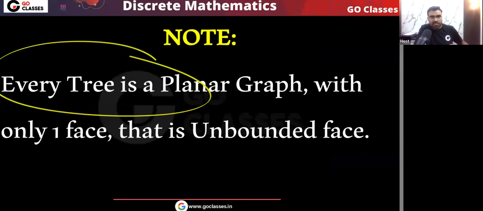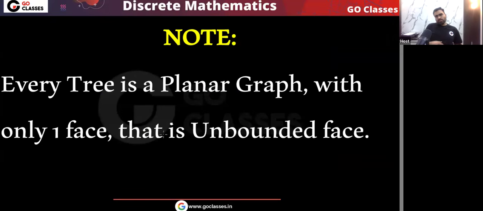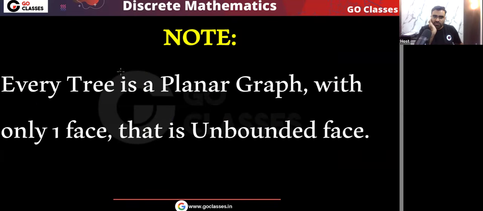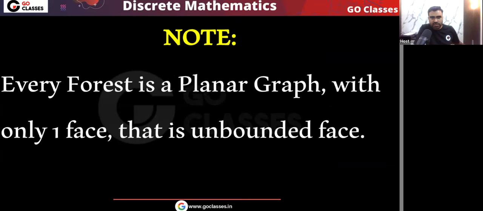So every tree is a planar graph. Do you agree with me? Every tree is a planar graph and it has only one face, that is the unbounded face. Very simple. Every tree is a planar graph because I can draw every tree without edge crossing on the 2D plane. So every tree is a planar graph with only one face, and that will be the unbounded face.